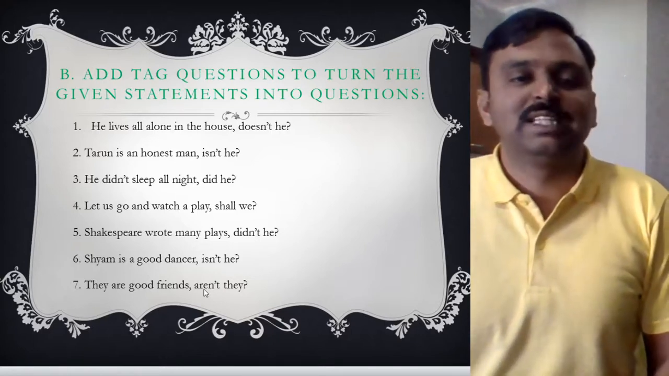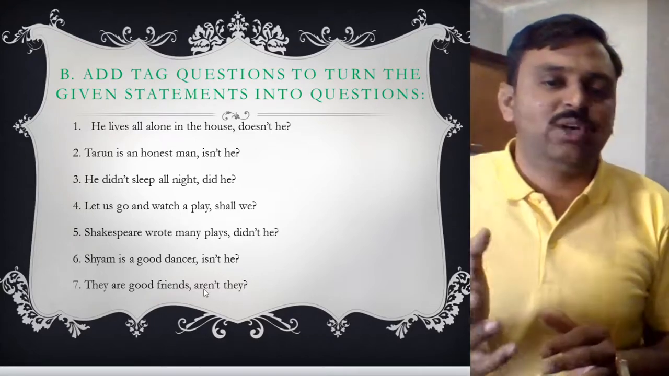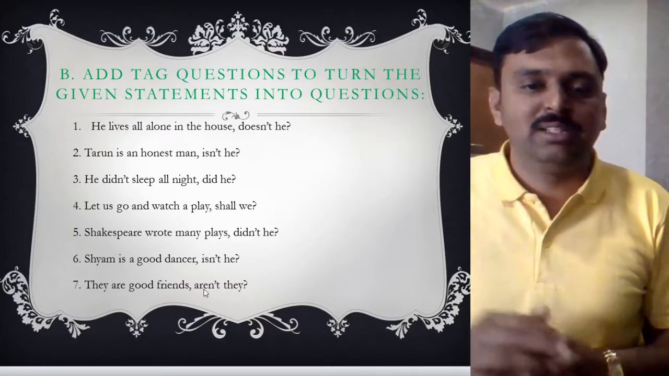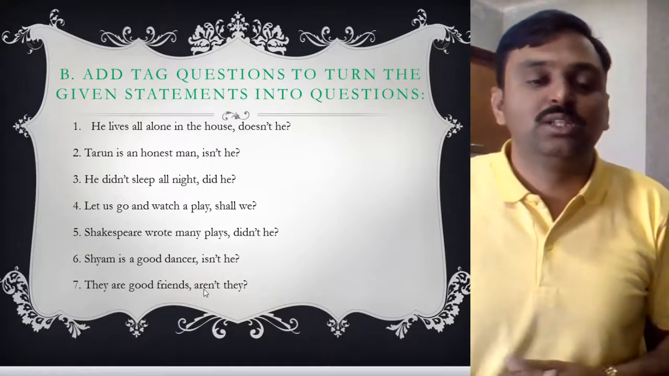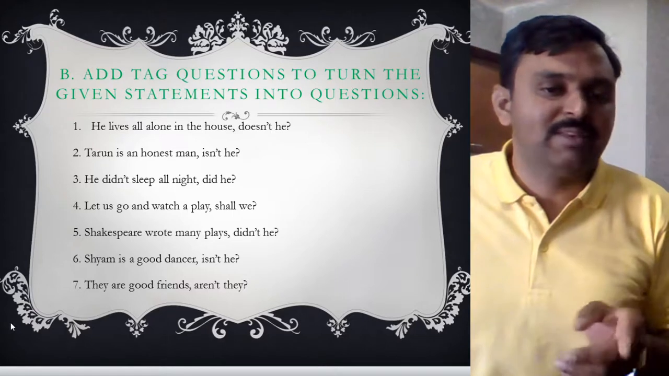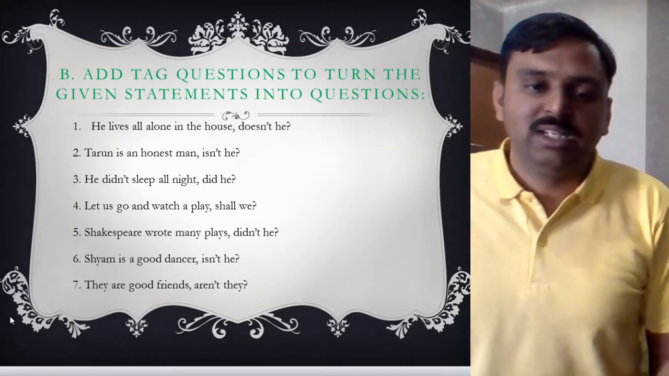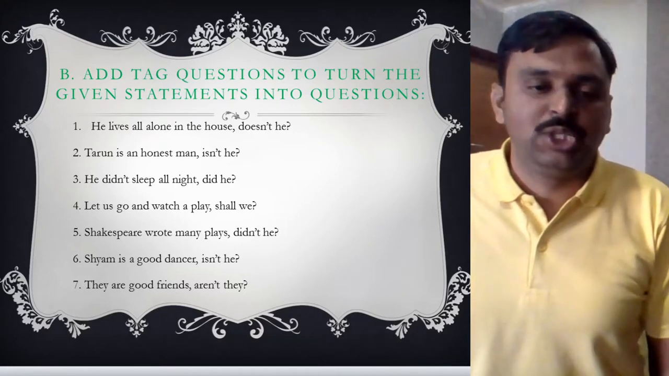So let's go for exercise number B. In this, we have to add some tag questions so that the given statement can be turned into questions. Remember that if the sentence is positive, the question tag will come negative. Alright. And whatever helping verbs are given, that same will be made into negative verbs.